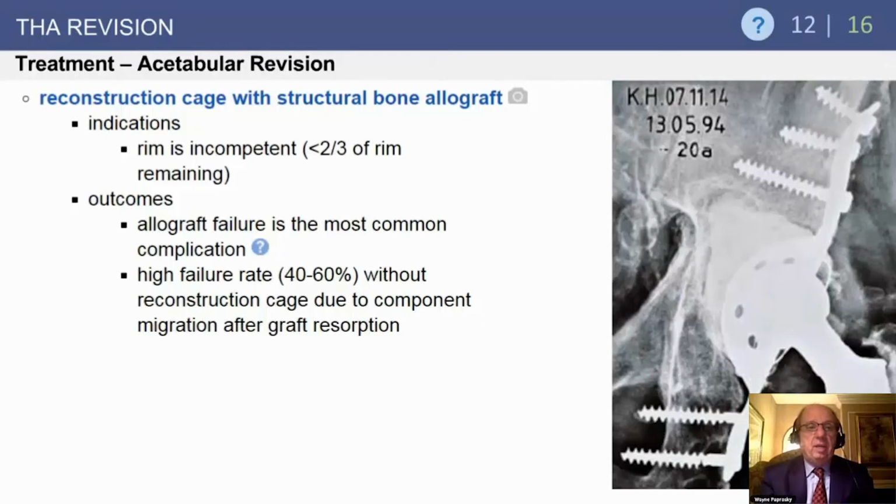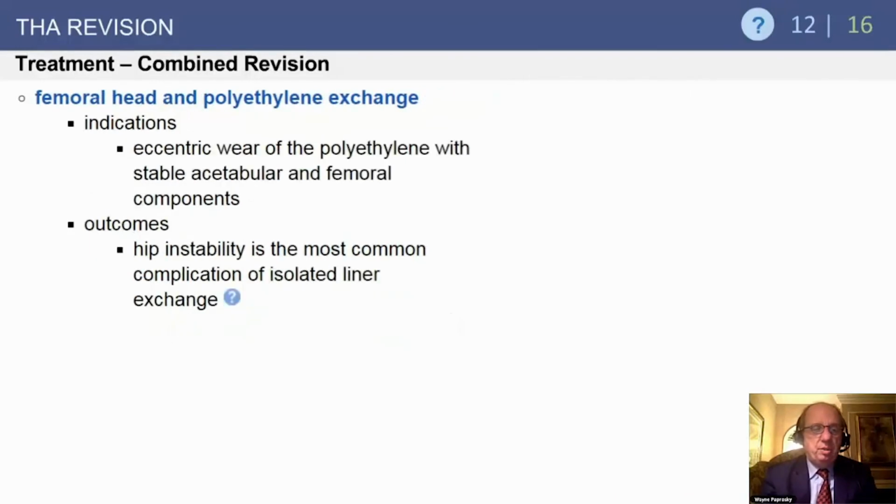When we see an x-ray like this, a reconstructive cage with a structural bone graft, this means that the rim is completely incompetent. Unfortunately, in these kinds of cases, allograft failure usually is a high rate of complication, and without a reconstructive cage, it's 40 to 60% failure. So when you see this kind of a defect, this requires protection with a cage when there's a discontinuity or a 3B defect. How about combined revisions?